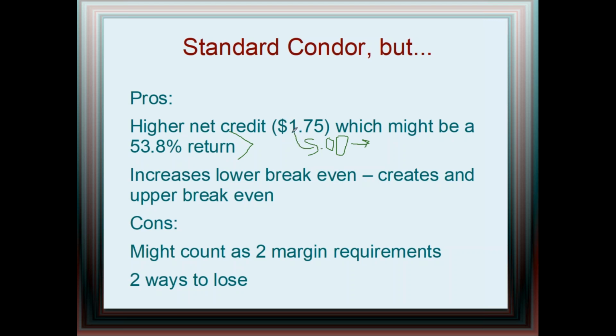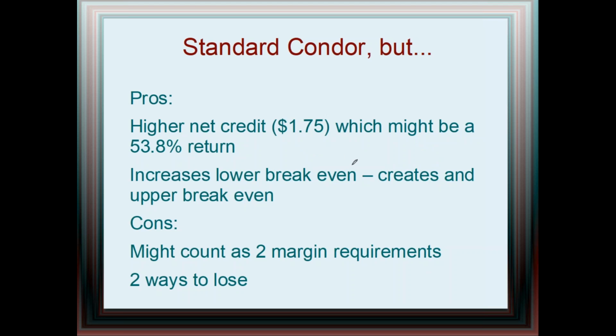But that's a 5-point margin with a $1.75 net credit. So now your margin requirement against the maximum risk, you have $1.75 against a $3.25 maximum risk, 53.8%. Okay? That's if your broker does that.